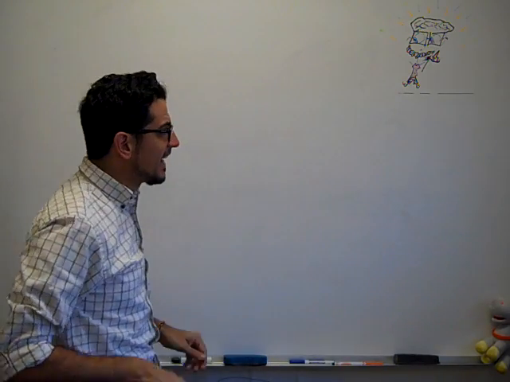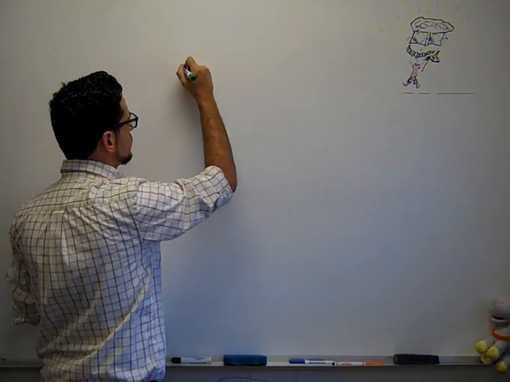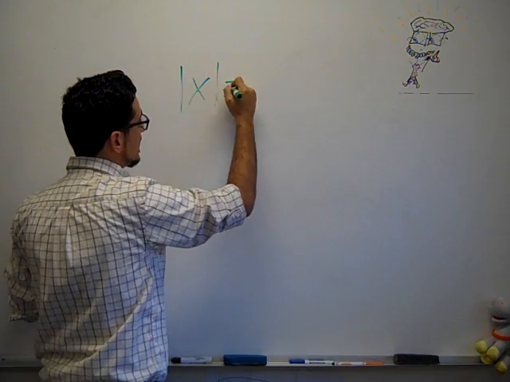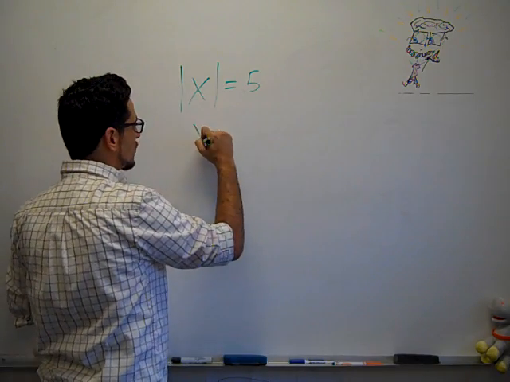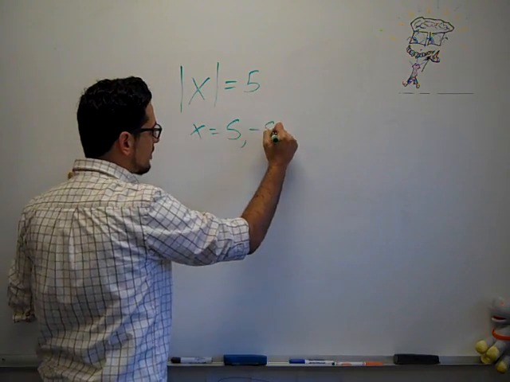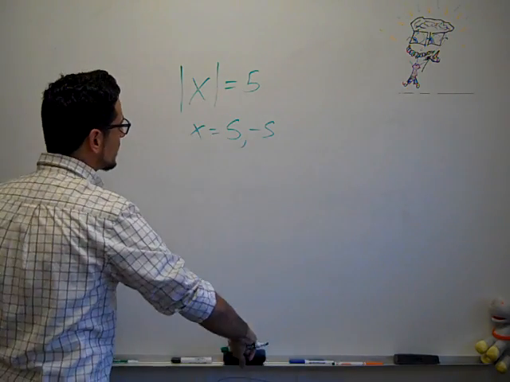Let's do this. So, the idea is that when I work with absolute value inequalities, first of all, we knew that if the absolute value of x is equal to 5, then possible values for x were either 5 or negative 5, because the absolute value is the distance from 0.